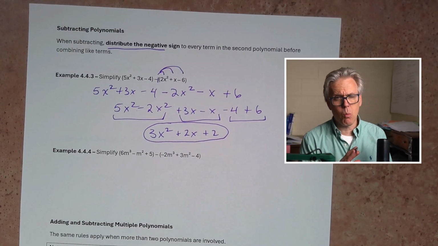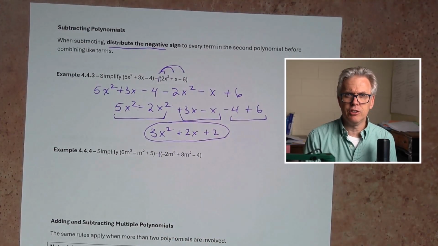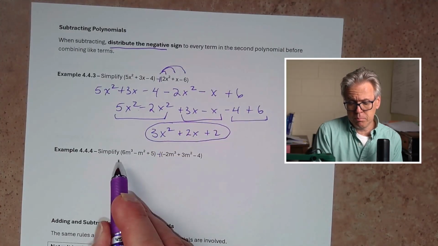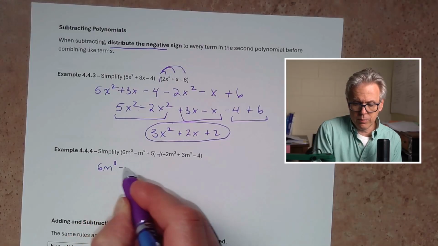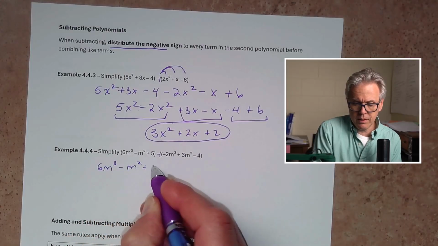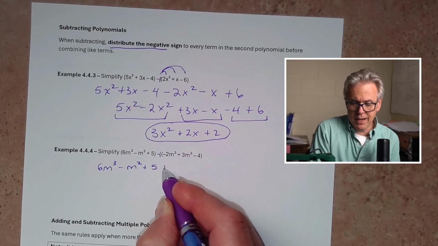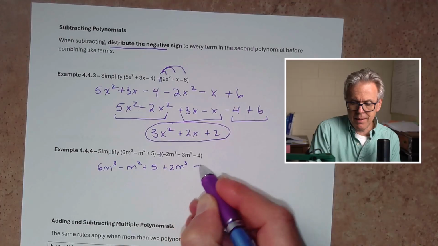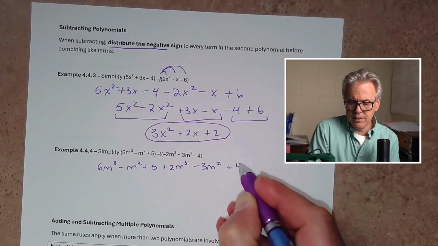If you've been watching, go ahead and try to do one of these. We've understood -1 here. Let's distribute through. So first, I'm going to go ahead and get rid of the first parentheses, and I don't need those, so we'll say 6m cubed minus m squared plus 5. Now distribute. The -1 times a -2 is a positive 2m cubed. And I've got a minus 3m squared, and then I have a plus 4.